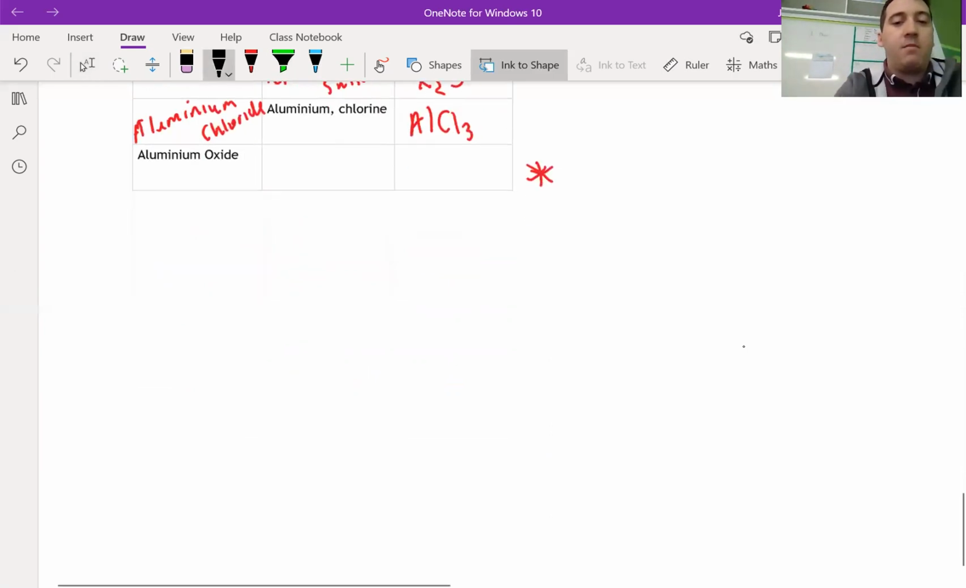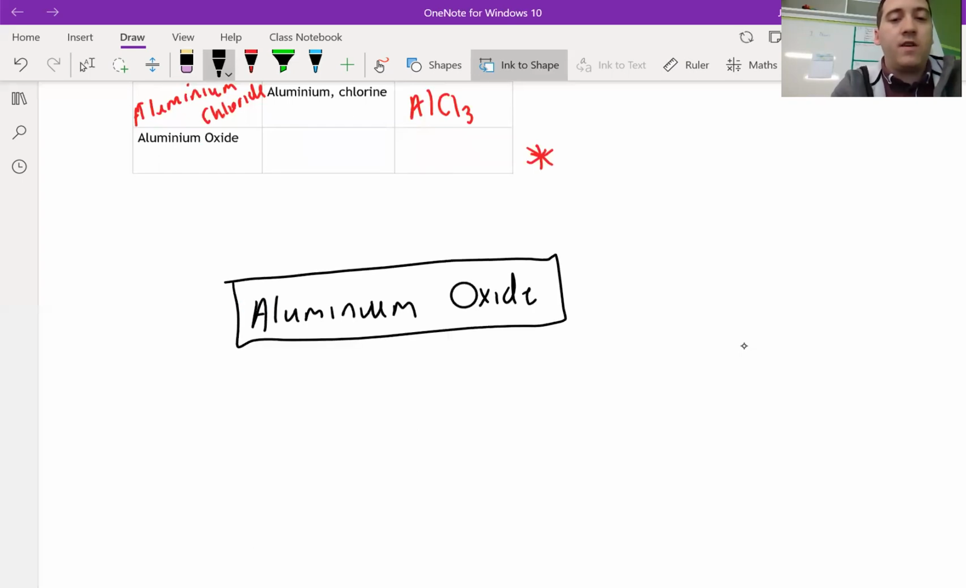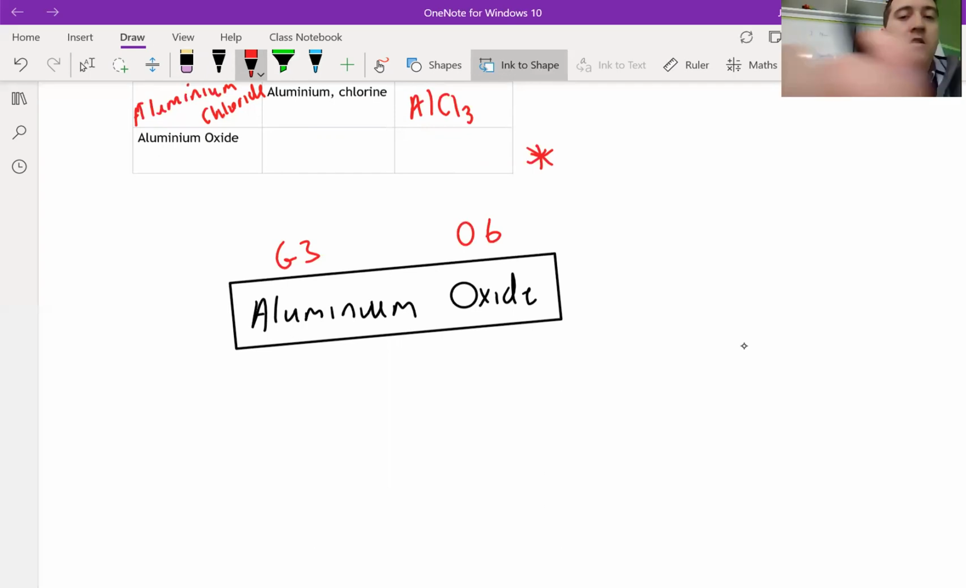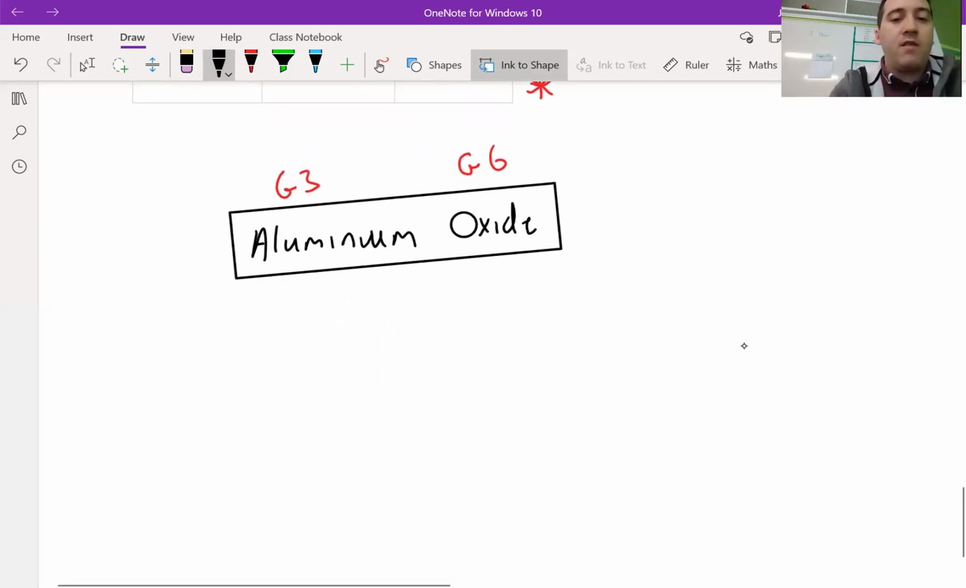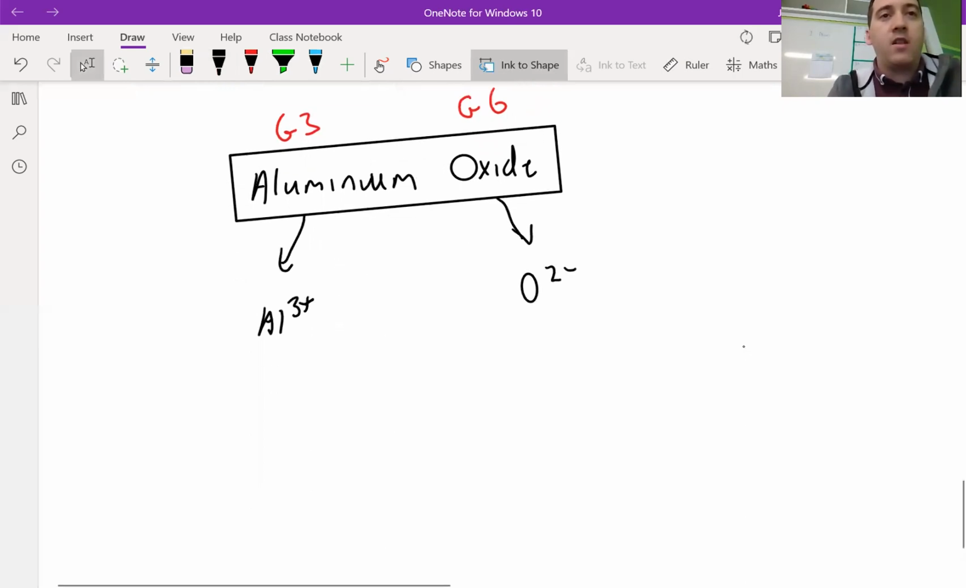Okay, I'm going to write down the name here. Aluminium oxide. So the first thing I do is figure out which group they're in. Aluminium is in group 3, oxygen is in group 6, like that. Sorry, that shouldn't say O6, that should say G6, but it keeps doing that, G6, group 6. Okay, write down what type of ions they form. Aluminium forms Al3+ ions, and oxygen forms, the oxide ion is O2-. Okay, so Al3+ and O2-.